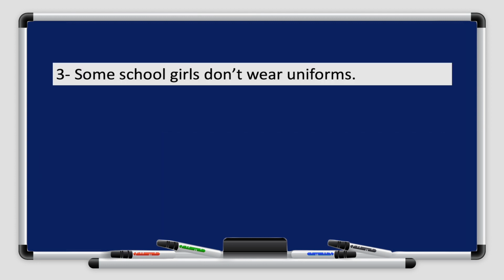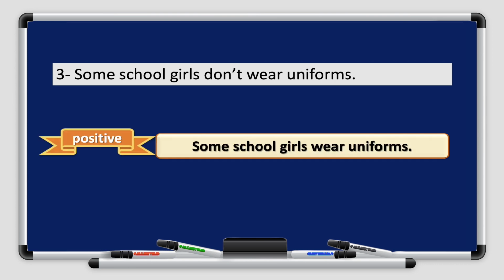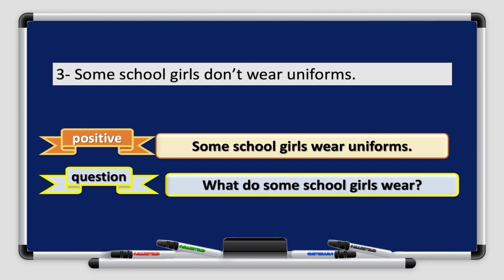Number 3, some schoolgirls don't wear uniforms. This is a negative sentence. Let's write a positive one. Some schoolgirls wear uniforms. And if I want to ask a question, we will have, what do some schoolgirls wear?